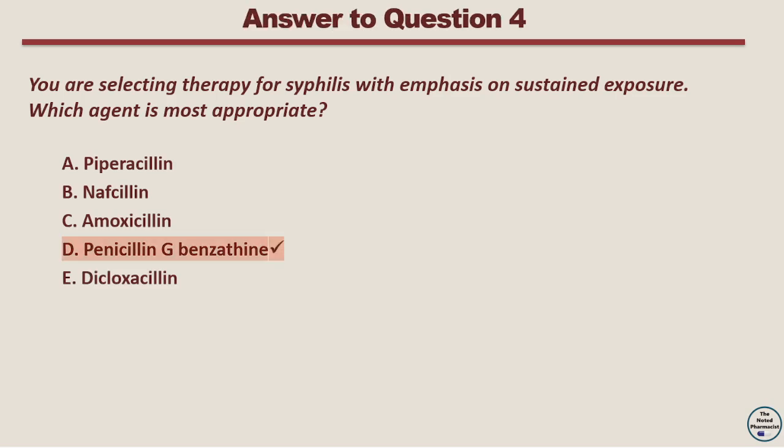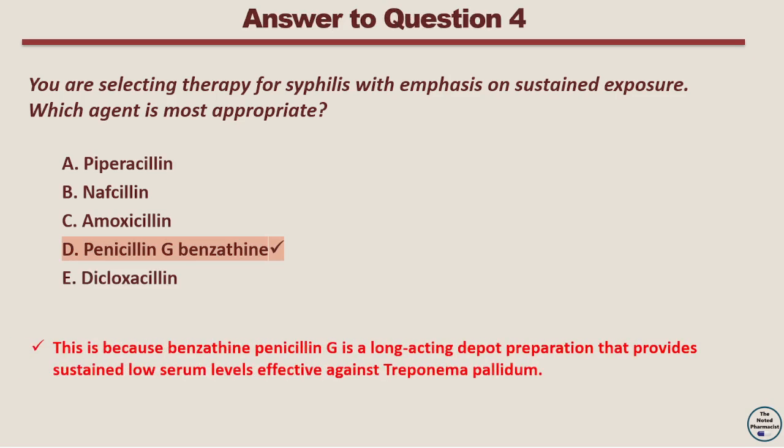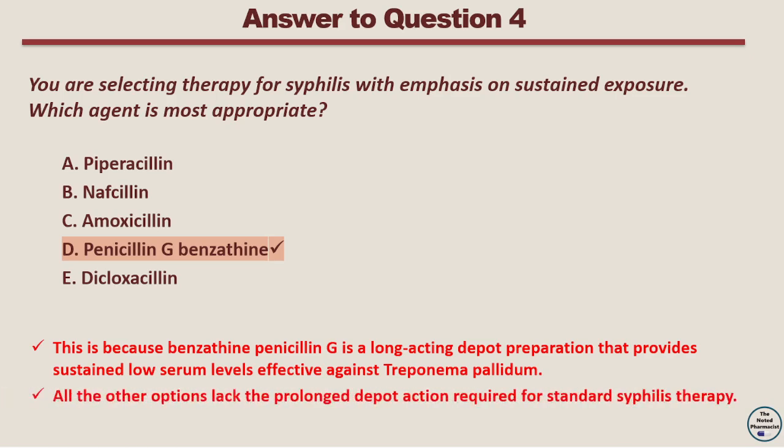The correct answer is option D. Penicillin G-benzathine. This is because benzathine penicillin G is a long-acting depot preparation that provides sustained low serum levels effective against Treponema pallidum. All the other options lack the prolonged depot action required for standard syphilis therapy.